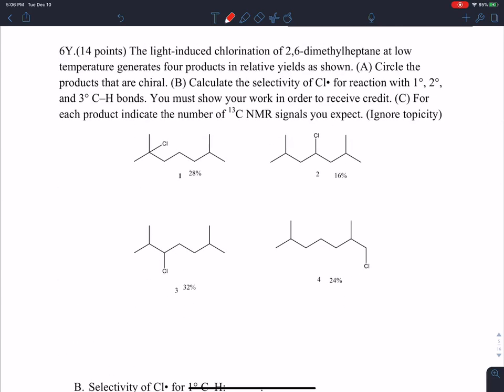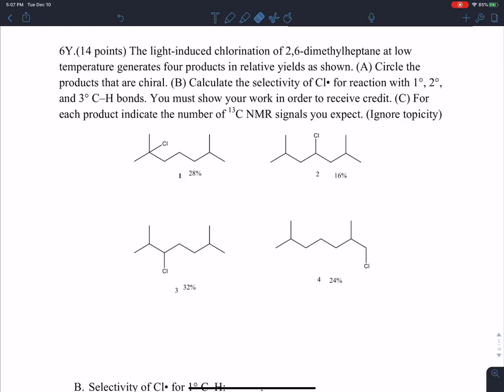All right, moving on to the next question. This was a question that you recently had on your test, but this one is just a little bit different. Normally you're given a molecule and they ask you to show the different types of products where the chlorine can go. And they tell you the ratio for the chlorine going to the tertiary spot, the primary spot, or the secondary spot.